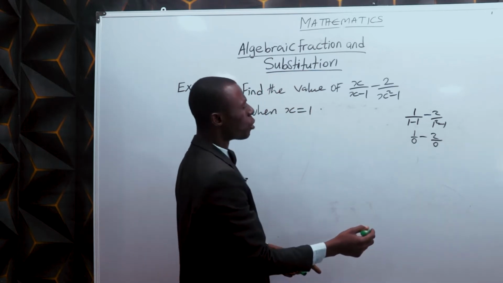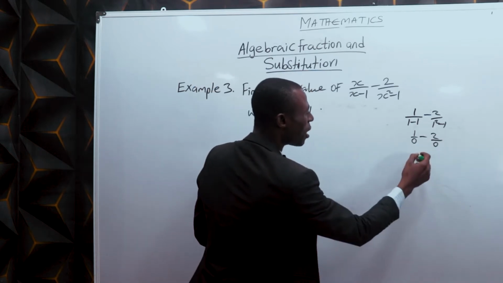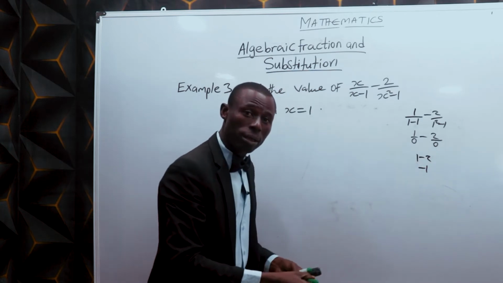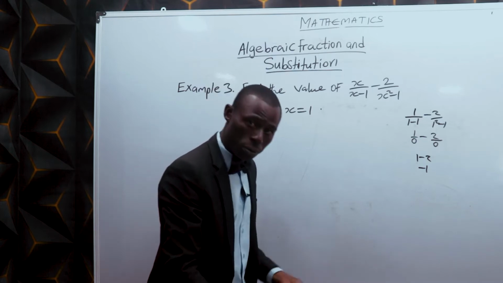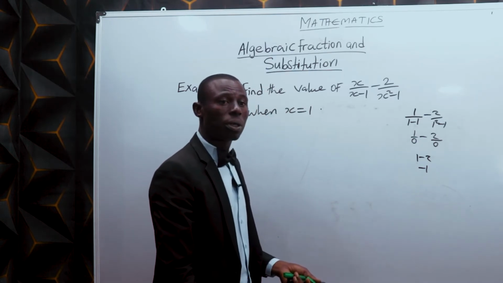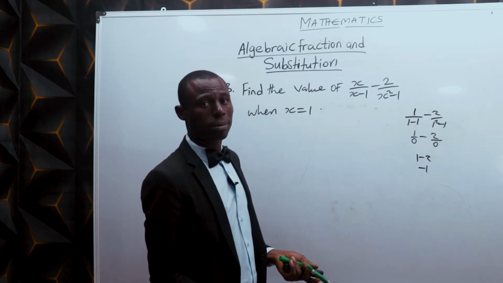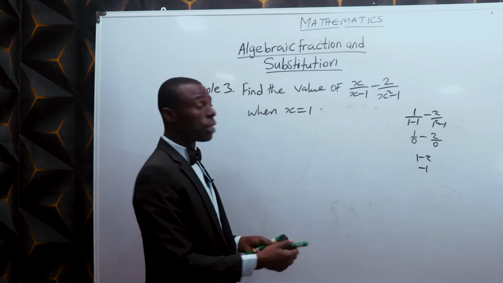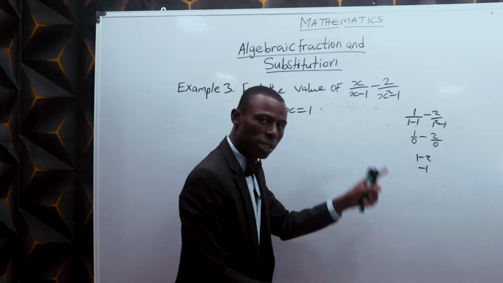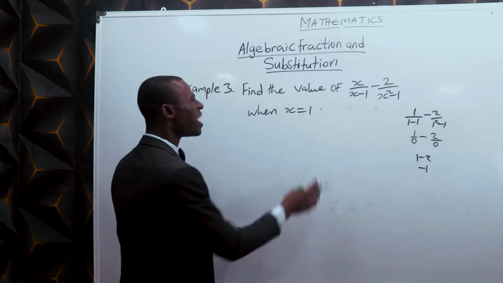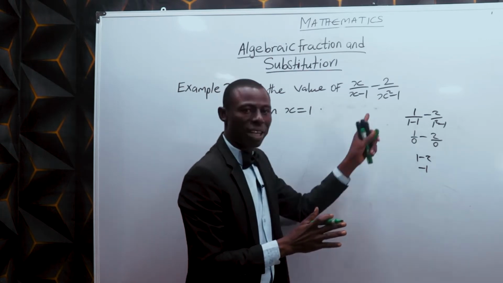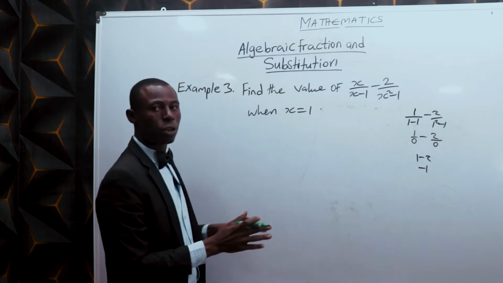Now, how do we go about it? Let's forget the denominator part. Let's say 1 minus 2 and your answer is minus 1. It's wrong. If it is in theory, we won't give you the marks, and if it is in objective, it may even be wrong. Coincidentally, your answer may be the correct answer, but that is not the way. How do we do it? Simplify the fractions first before you make your substitution.